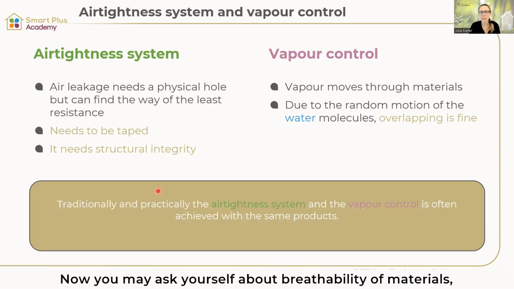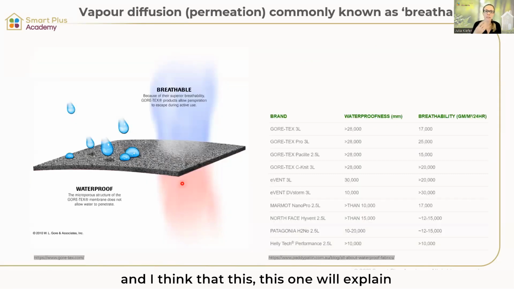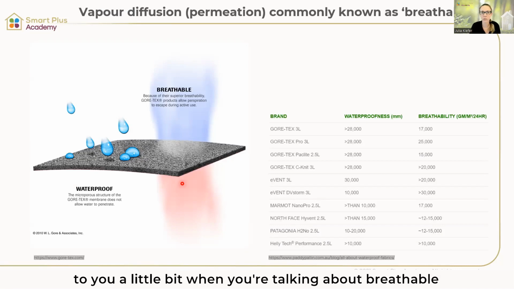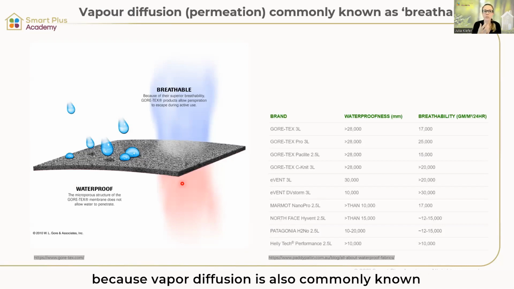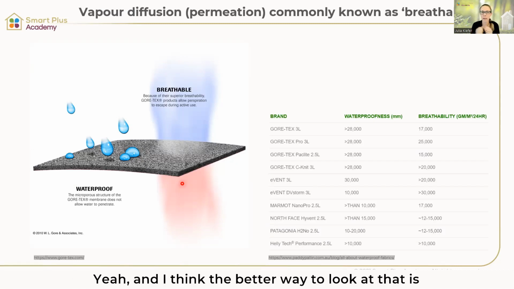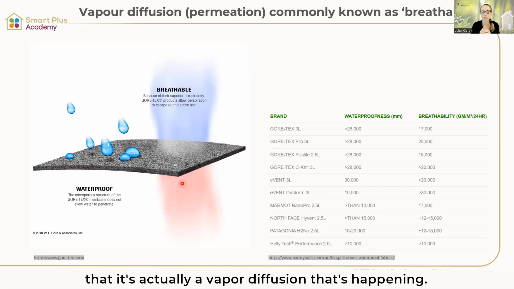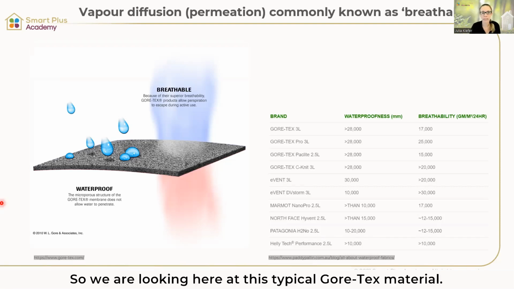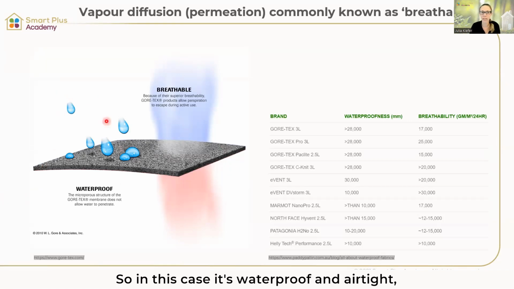Now you may ask yourself about breathability of materials, and I think that this one will explain a little bit when you're talking about breathable, because vapor diffusion is also commonly known as something being breathable. Yeah, and I think the better way to look at that is that it's actually a vapor diffusion that's happening. So we're looking here at this typical Gore-Tex material. In this case, it's waterproof and airtight, but it lets the vapor come through.